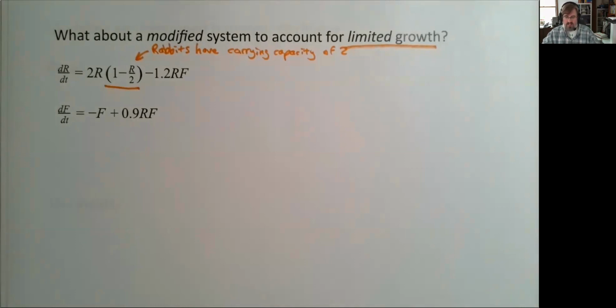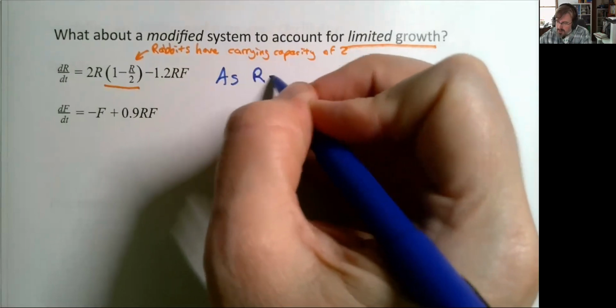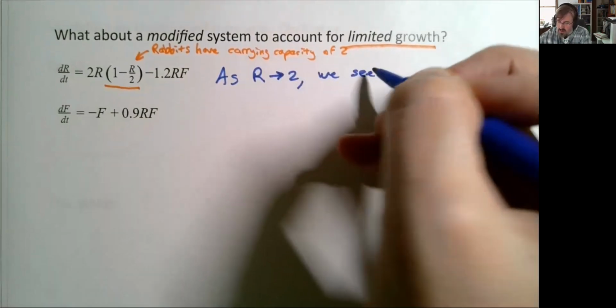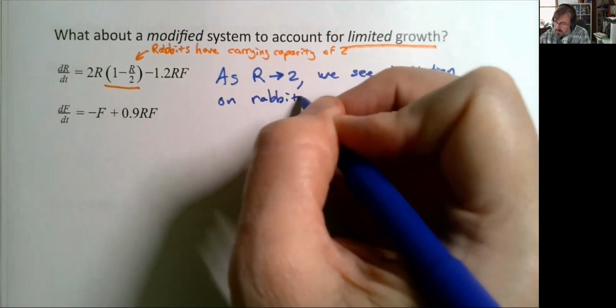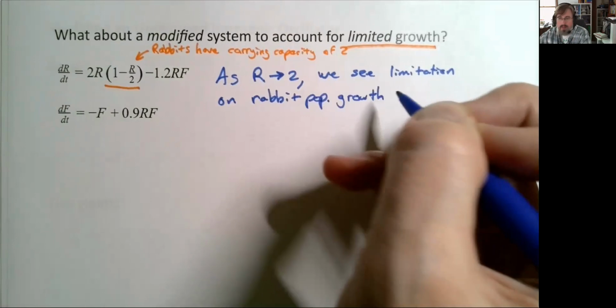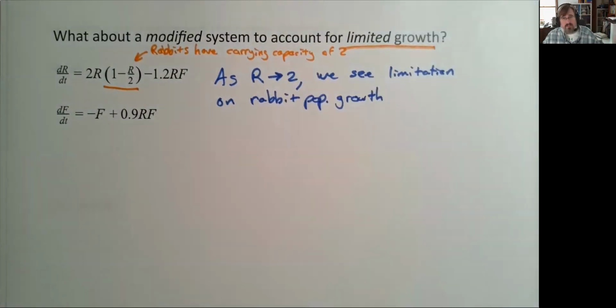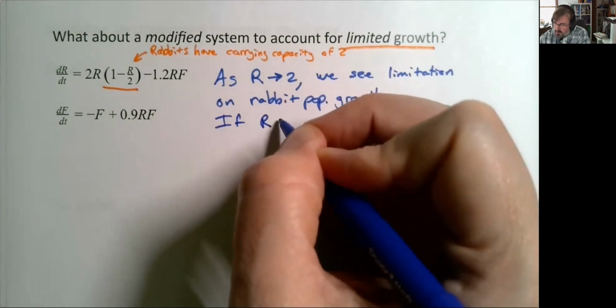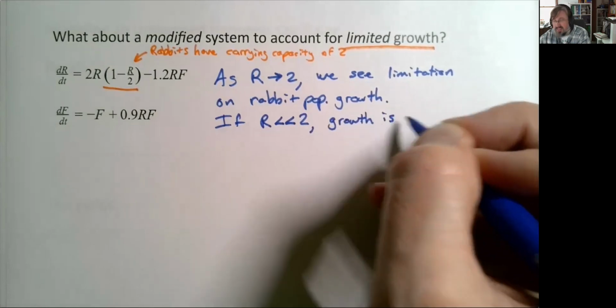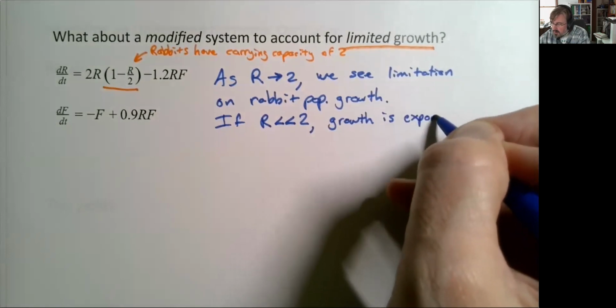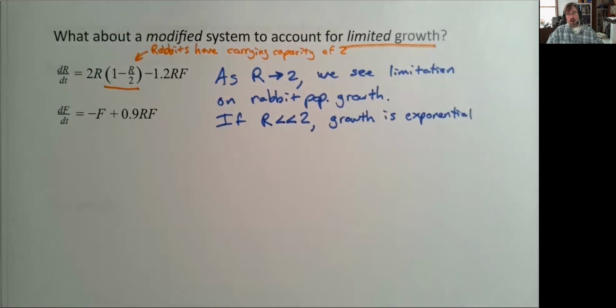So what does this mean? Well, what does this tell us? As the rabbit population approaches 2, we see limitation on growth. So the rabbit population doesn't continue growing forever. Even in the absence of foxes, the rabbit population kind of dies off. But if the rabbit population is much, much smaller than 2, growth is essentially exponential. So if R gets really, really close to 2, it starts to slow down. The growth part of that equation becomes closer to 0, as we've seen before.